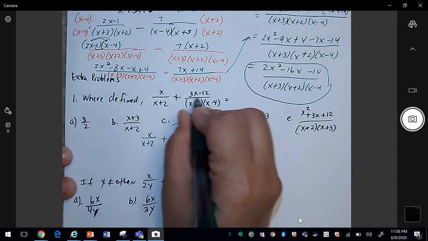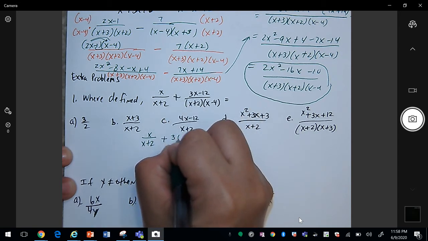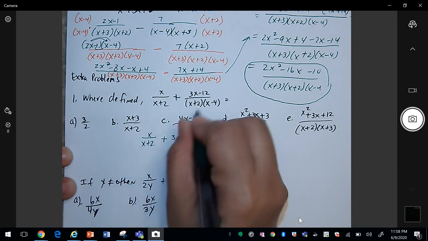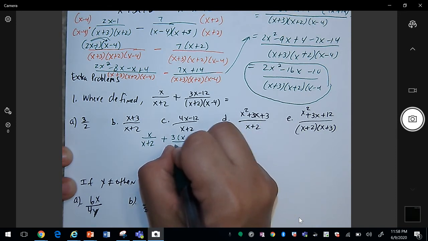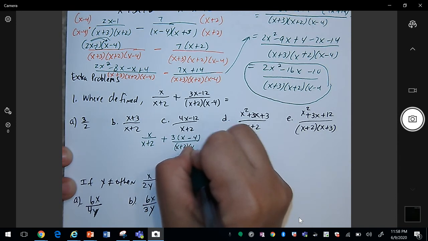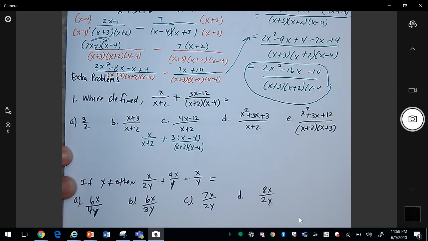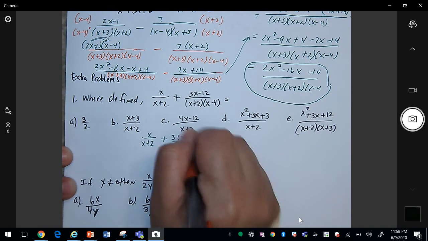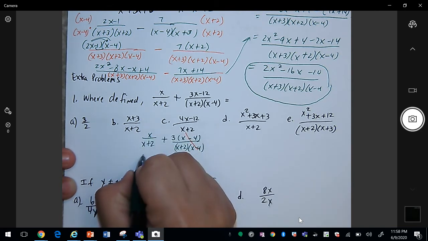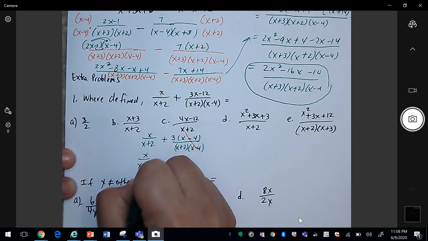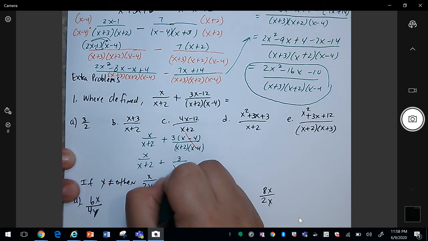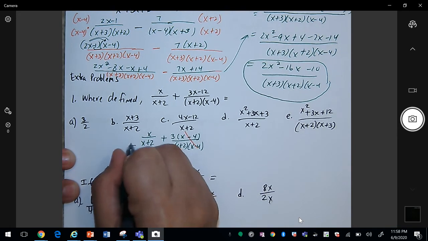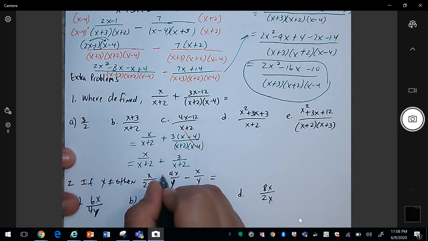So for 3x minus 12, they have a 3 in common, so I can take out a 3. That leaves me with an x, and the 12, if I divide by 3, will leave me with a 4. By doing this, then we can see if there's any like terms that we can cancel, and there is, x minus 4. So now I can rewrite this as x divided by x plus 2 plus 3 divided by x plus 2. And if you notice, now they have the same denominator.